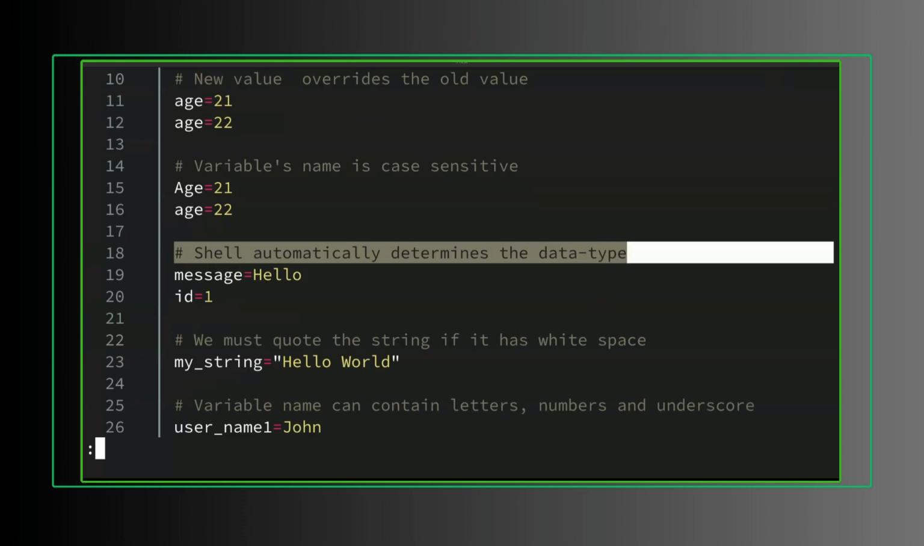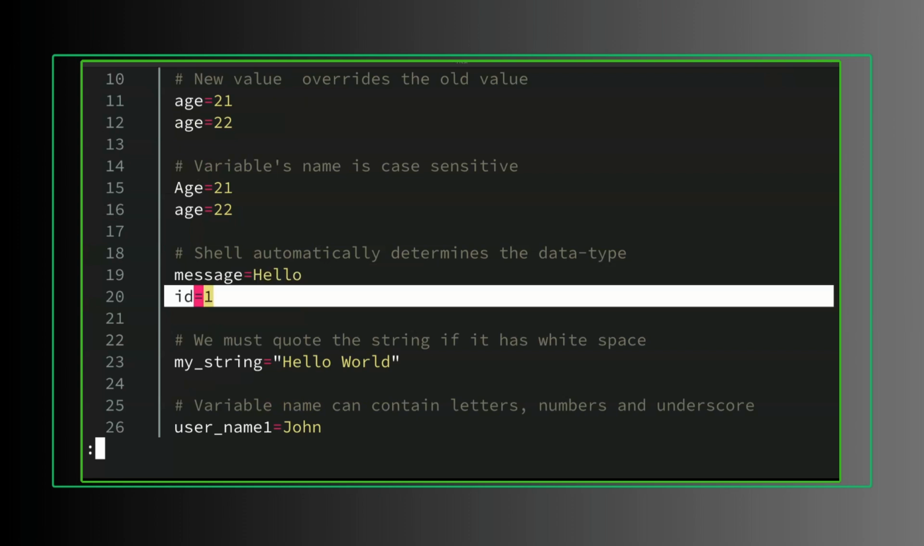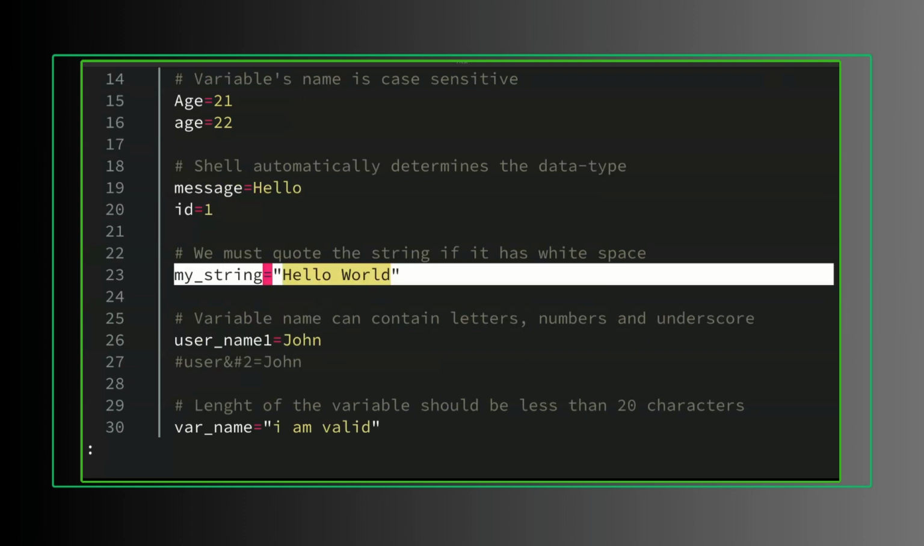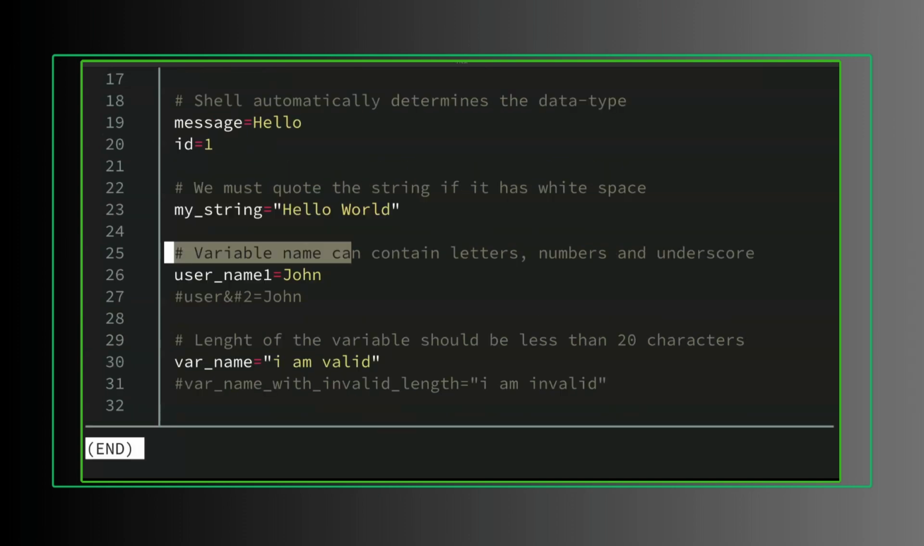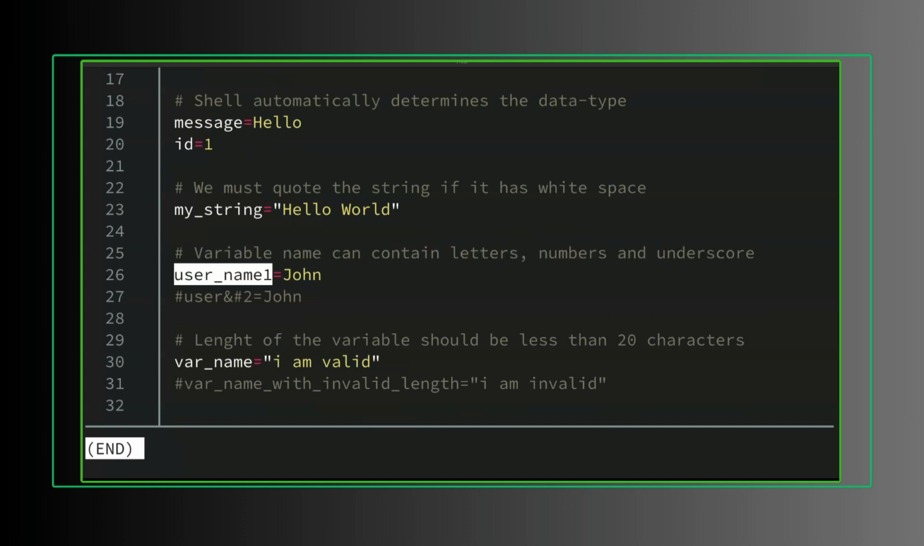Shell automatically determines the data type. This is identified as a string, whereas this is identified as an integer. When the string has white space, we must quote the string like this. A variable name can contain letters, numbers, and underscore. This is a valid variable name, whereas this is an invalid variable name.